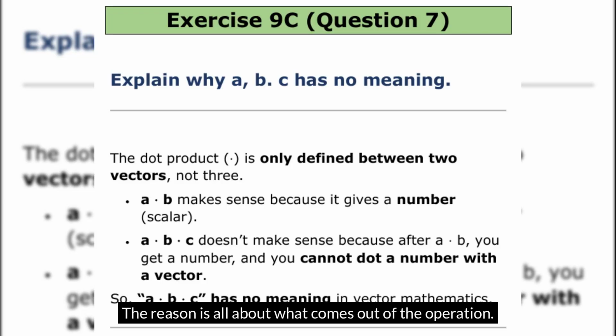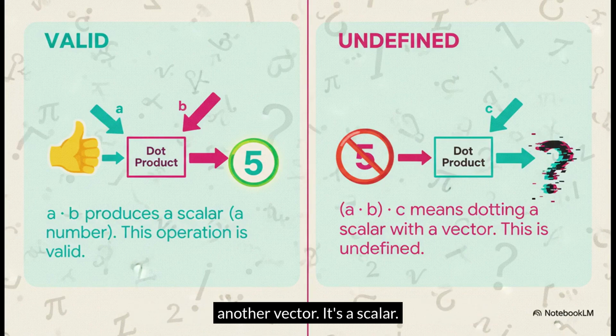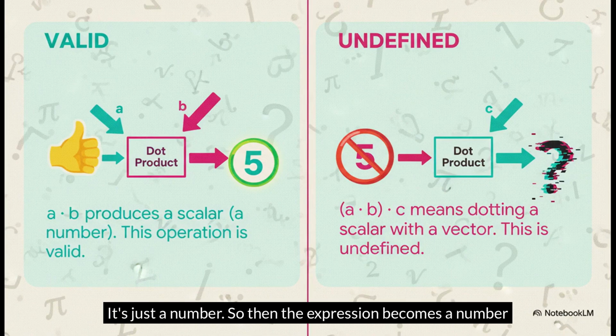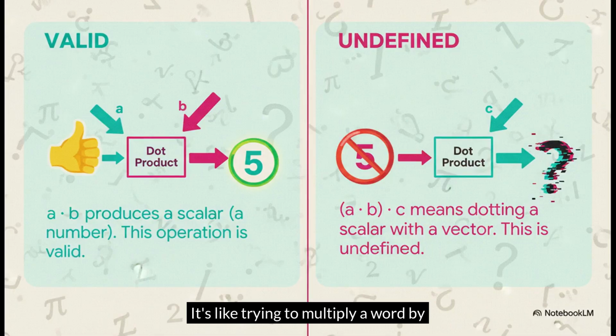The reason is all about what comes out of the operation. When you dot 2 vectors, like A dot B, the answer isn't another vector. It's a scalar. It's just a number. So then the expression becomes a number dotted with vector C. And you can't do that. You can't dot a number with a vector. The operation just isn't defined. It's like trying to multiply a word by a color. It just doesn't make sense.